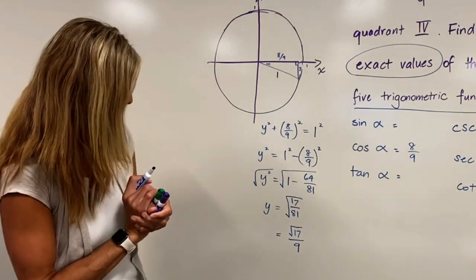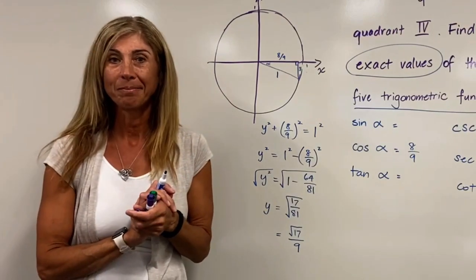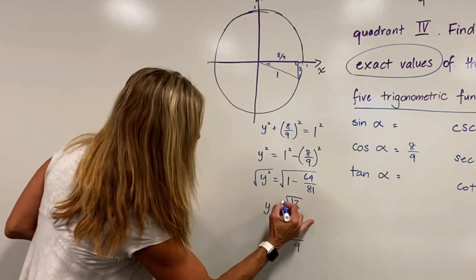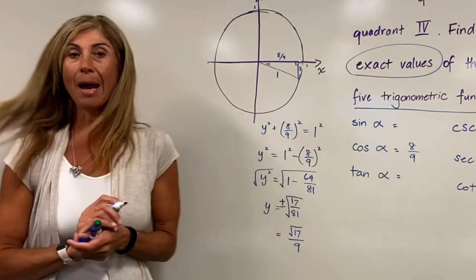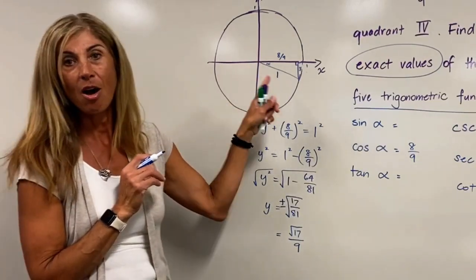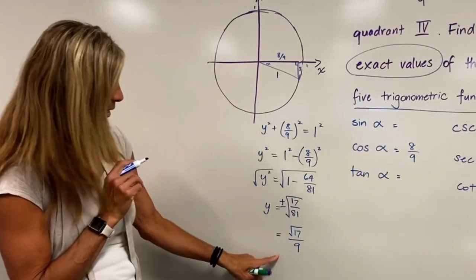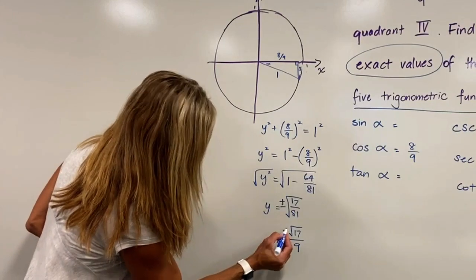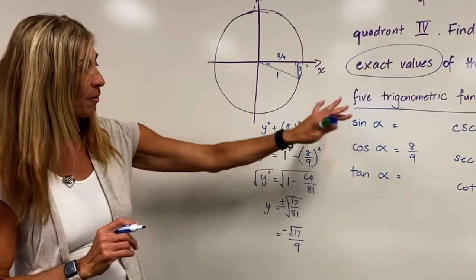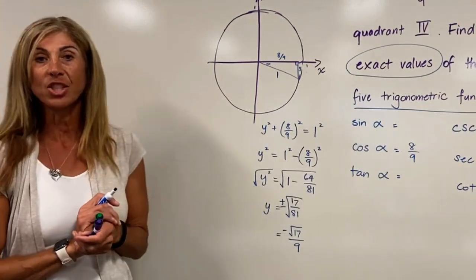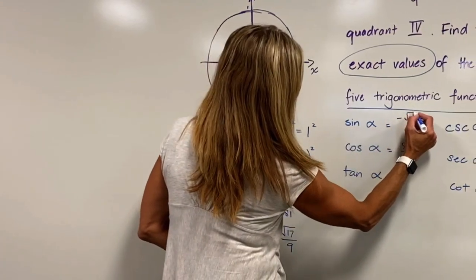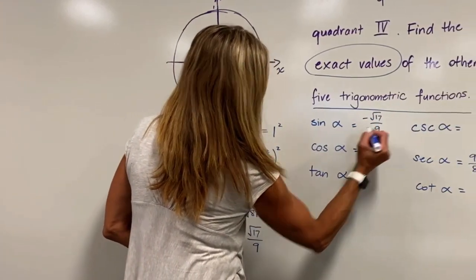However, note it's in the 4th quadrant. So what do we have to be careful of here? When we took the square root, we actually have 2 values we could have had. Our positive and negative radical. Looking at the location of where this angle falls, that tells me that we want the negative value. So coming back to our other 5 trigonometric functions, which one did we just determine? Our sine of alpha is negative radical 17 over 9.